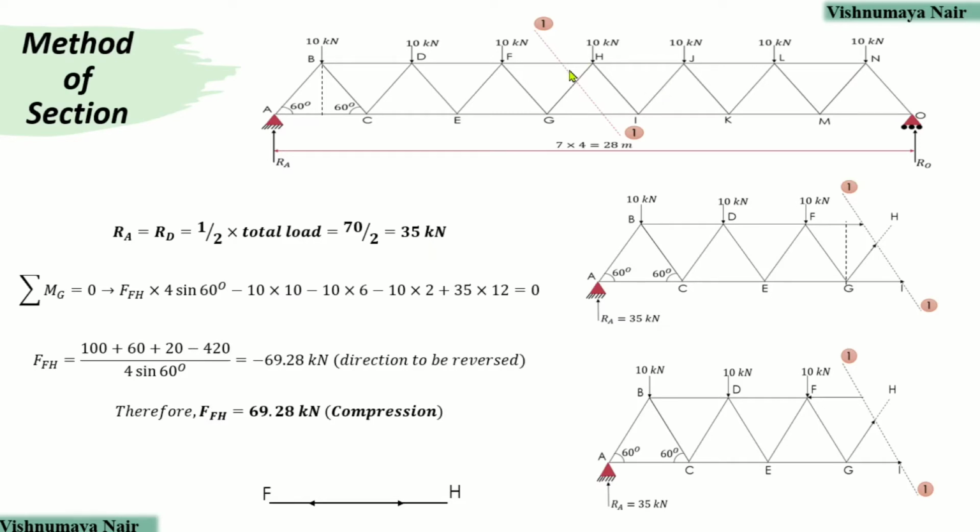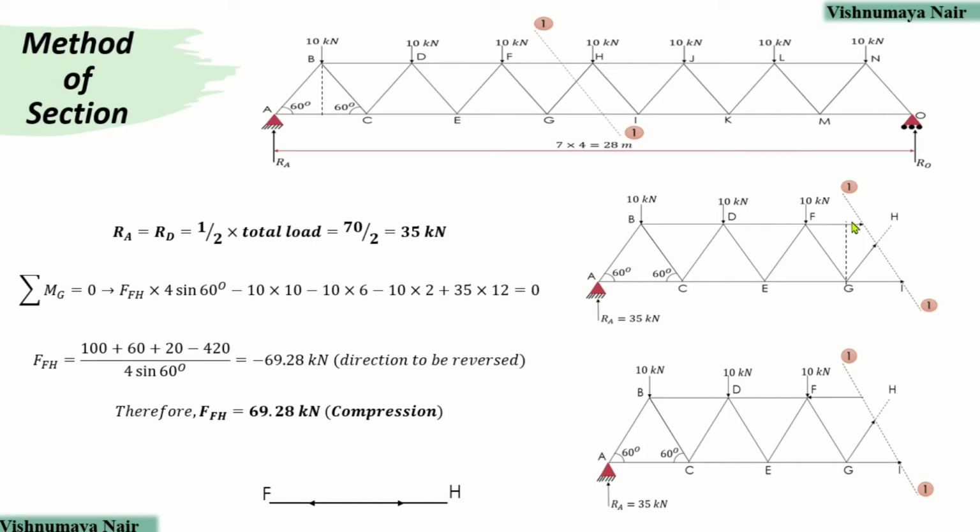Now, let's consider a section like this, which passes through the members FH, HG and GI, in which forces are to be found out. This section has cut the frame into two parts. Let's consider the left part of the section. This is the left part of the section.